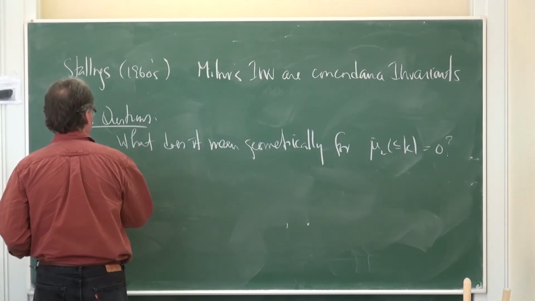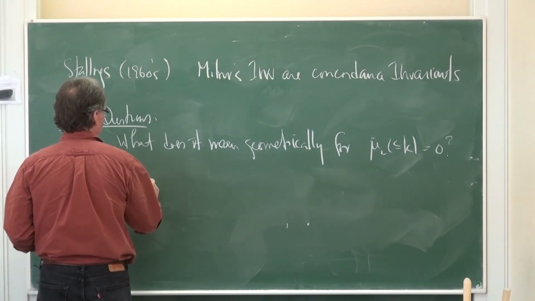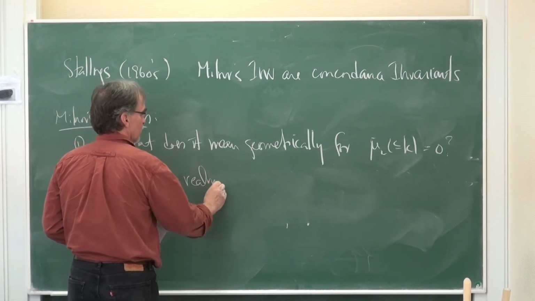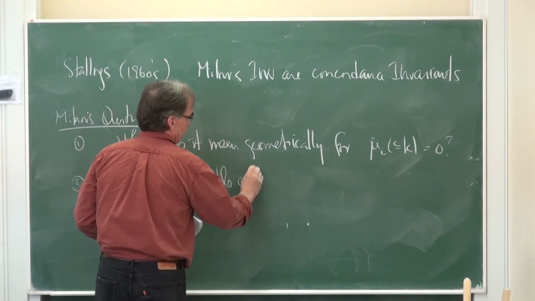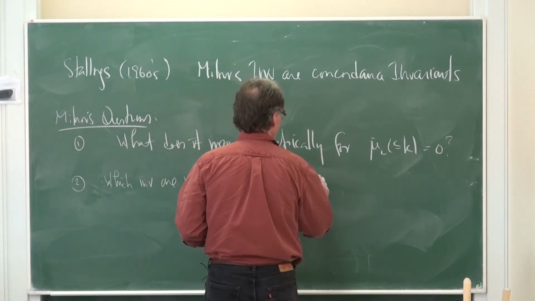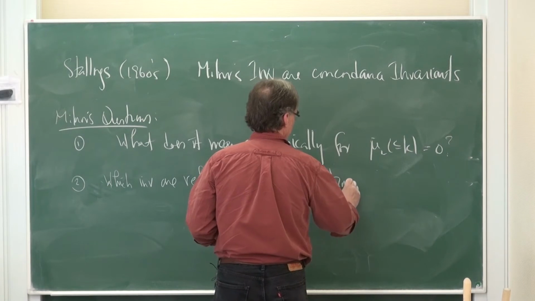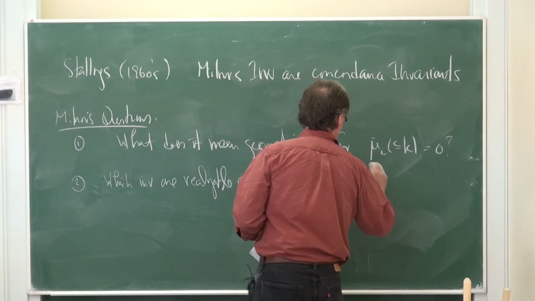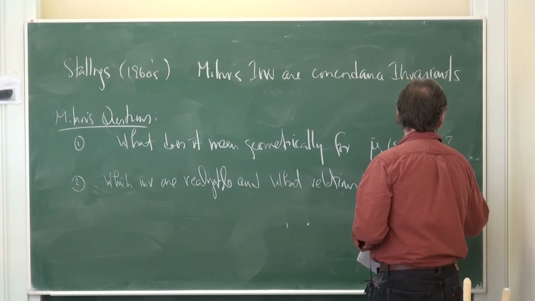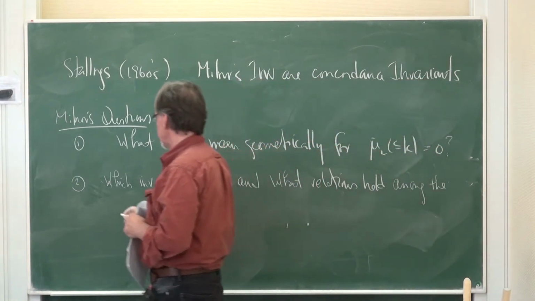Which invariants are realizable? And what relations hold among the mu bar invariants?